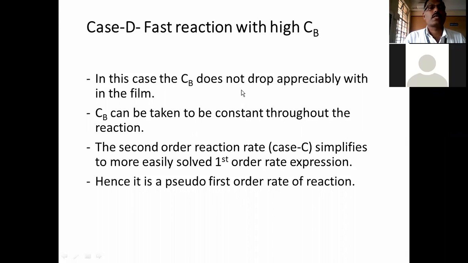In this case CB does not drop appreciably within the film. CB can be taken to be constant throughout the reaction, because it does not drop. The second order reaction rate, case C, simplifies to a more easily solved first order rate expression. It means the second order rate is converted into the first order rate. Hence this type of reaction is called a pseudo first order rate of reaction. This is case D.